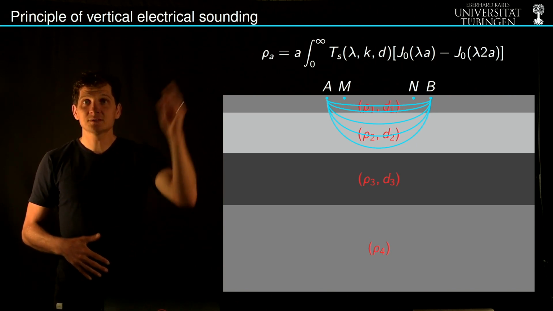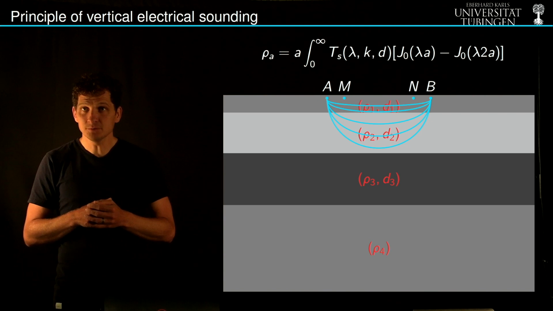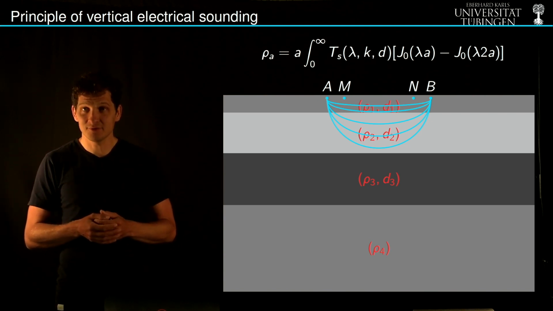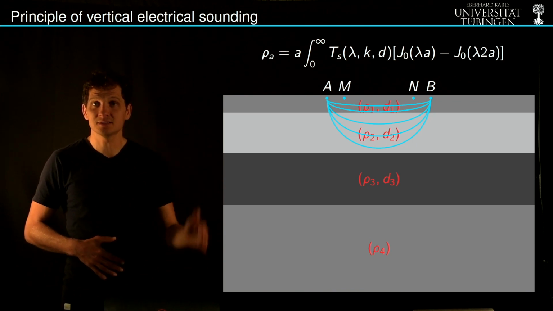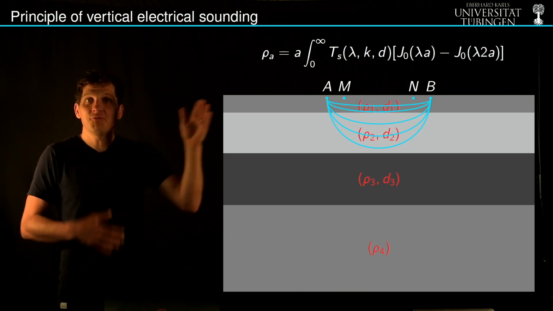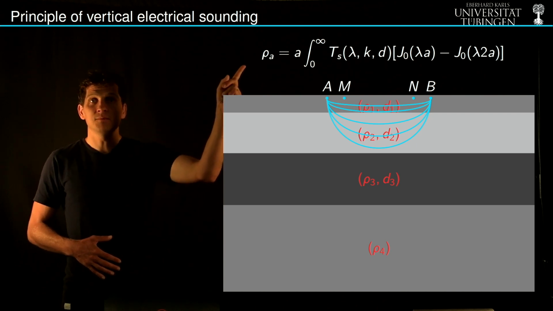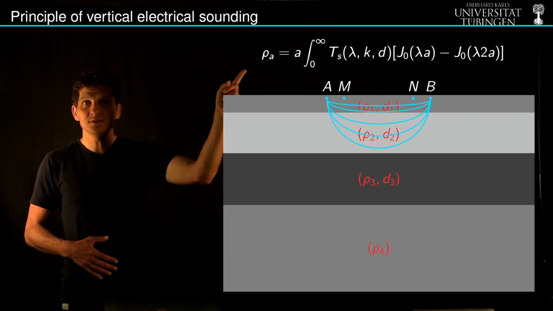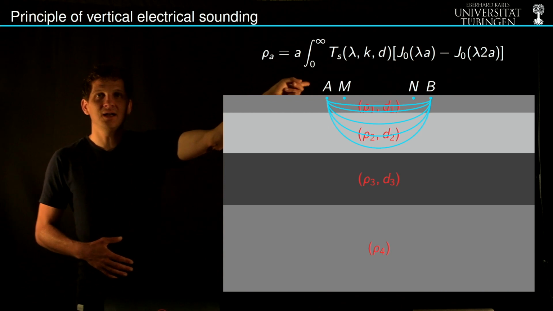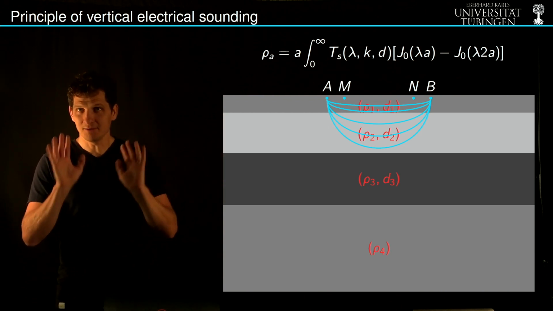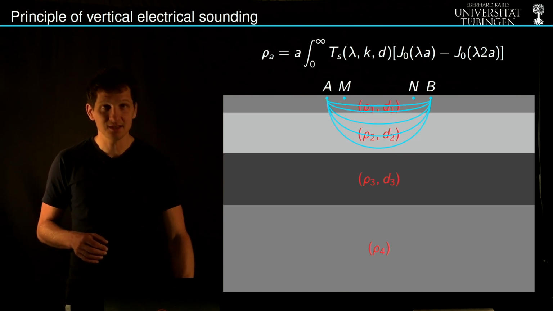Then we can use the analytical solution in order to predict the apparent resistivity given a certain subsurface model, okay? So if we know the subsurface model, we can predict the apparent resistivity as a function of the electrode spacing at the surface, okay? Forward modeling. We will get to this in more detail in a second.